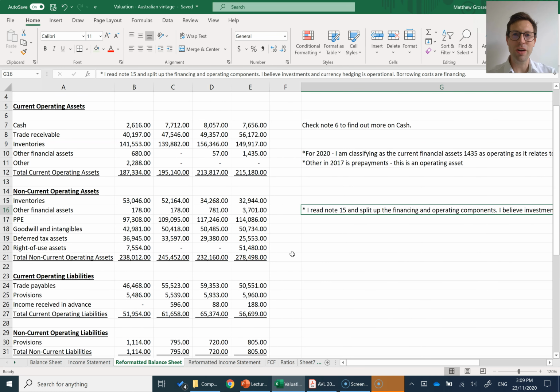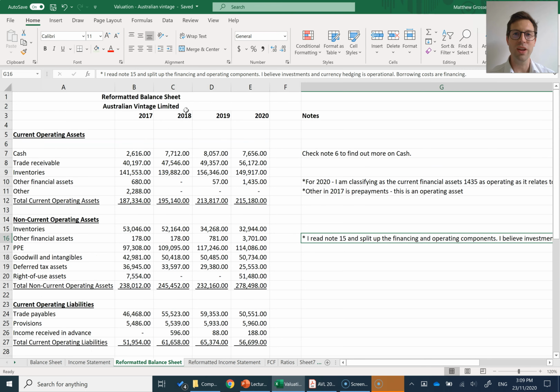Okay, so let's get into reformatting now. We're going to reformat the balance sheet first. The balance sheet is the easier of the statements to reformat, and it's reasonably straightforward to do. So I've already prepared it for you, but I'm going to talk about how I prepared this reformatted balance sheet.